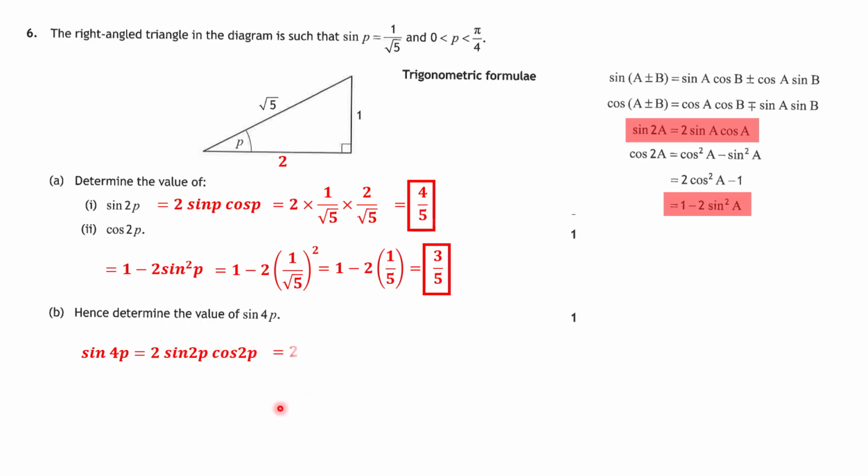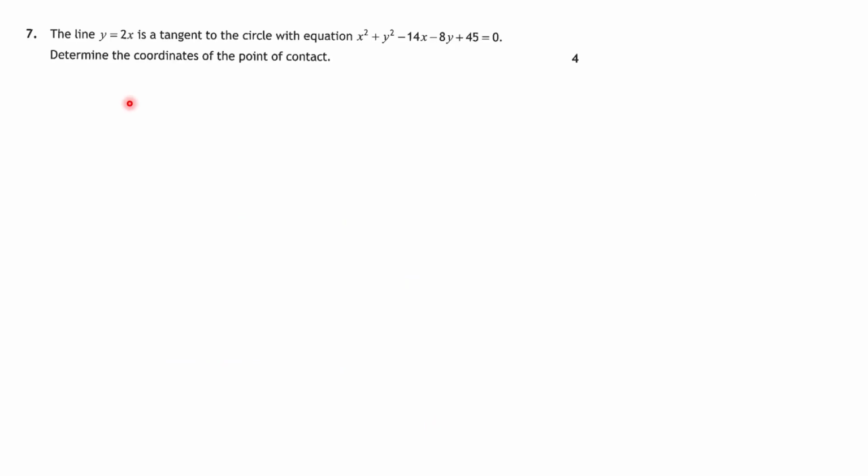And what do we get? We get 2 times 4 over 5 times 3 over 5. What do we get here then? 8 times 3 is 24 over 25, and that's the final answer. And that's the end of question number 6. Right. Question 7.